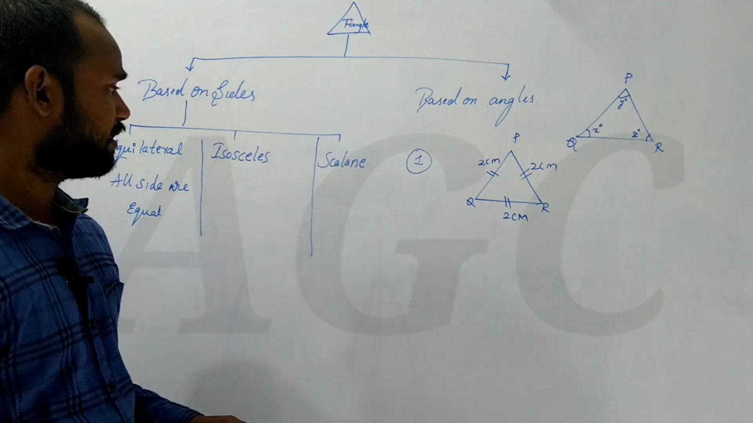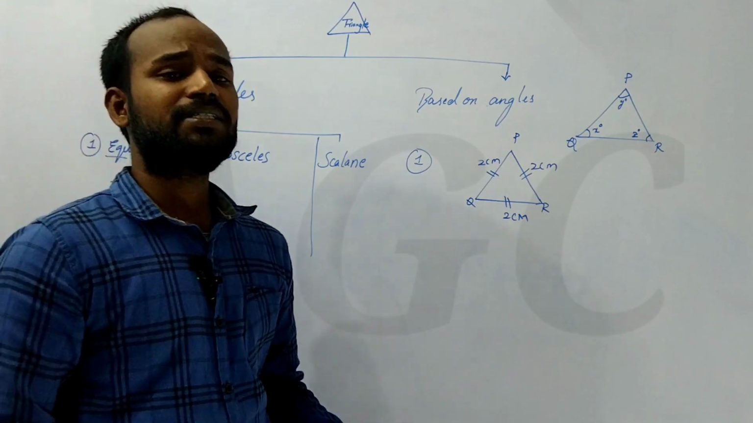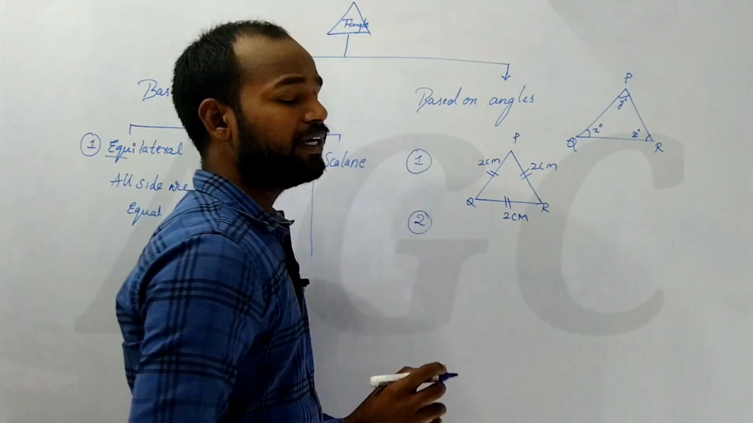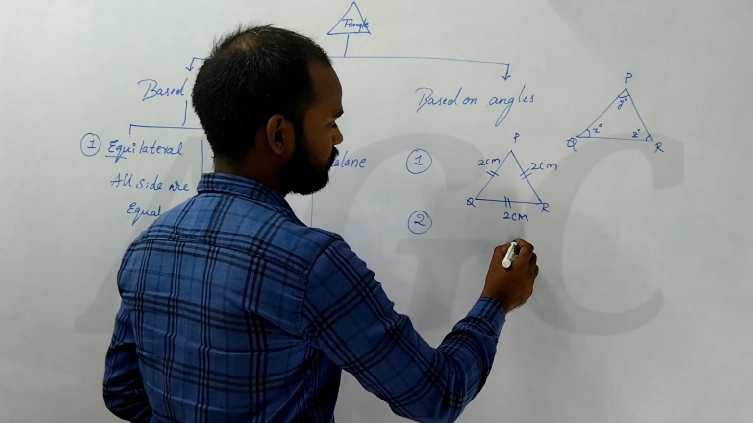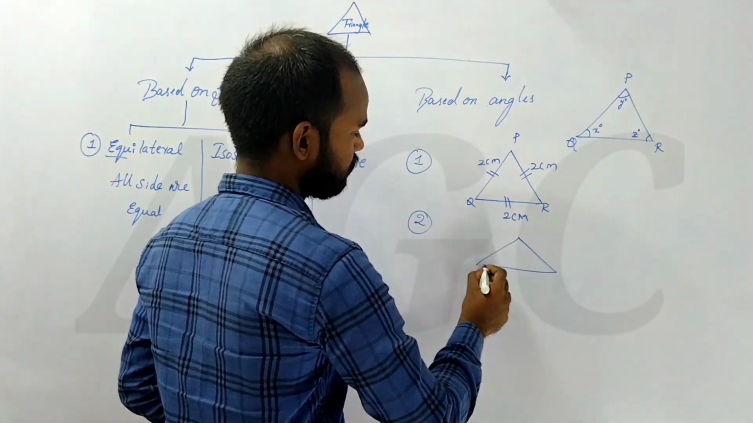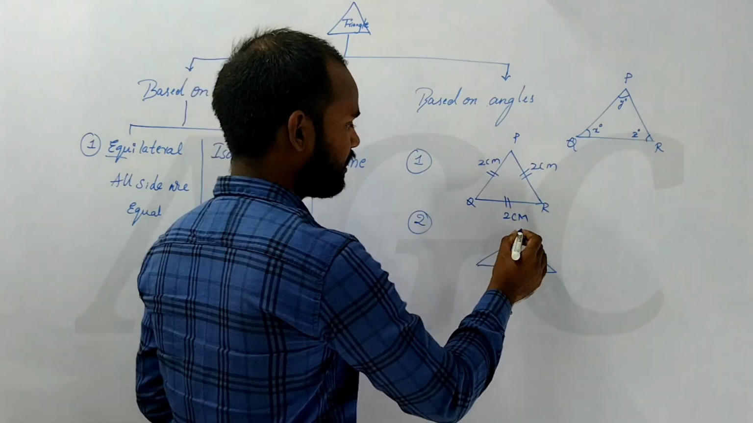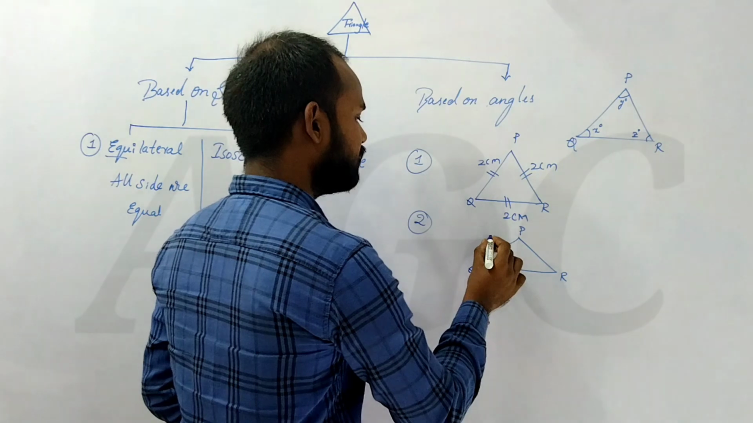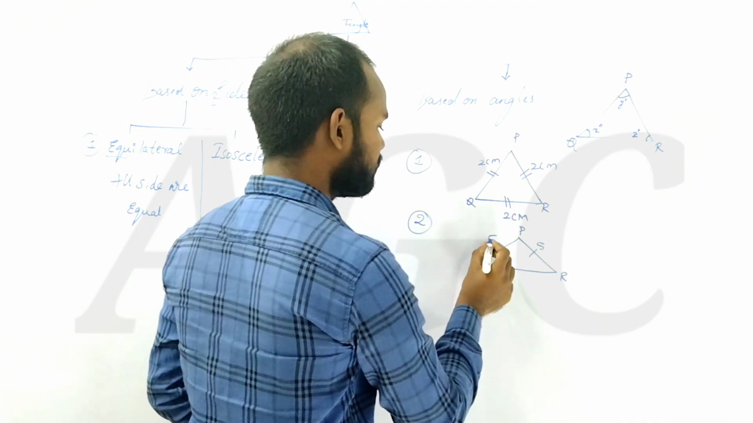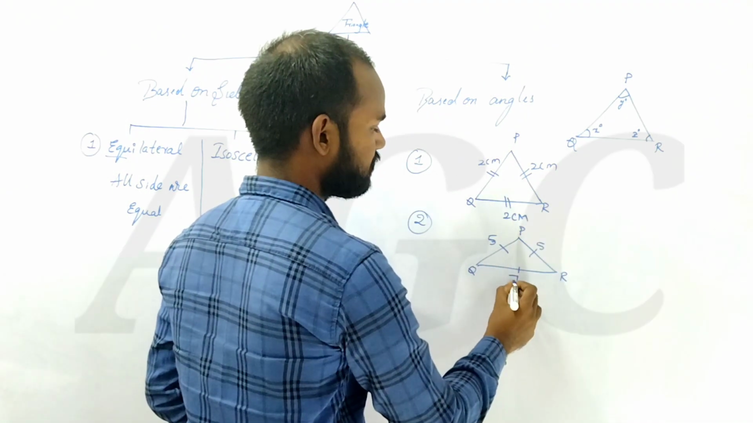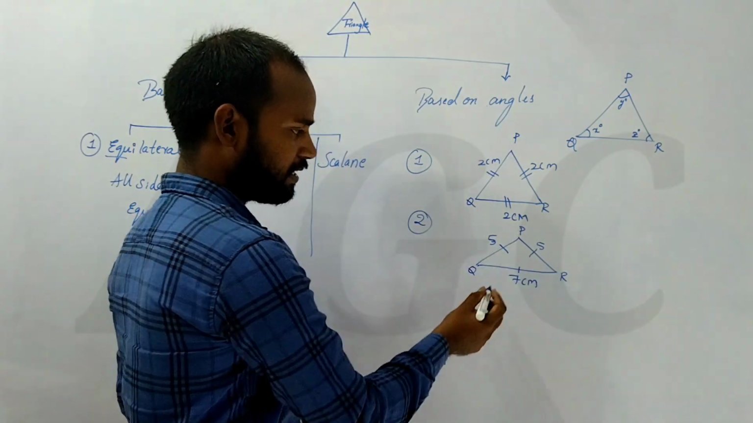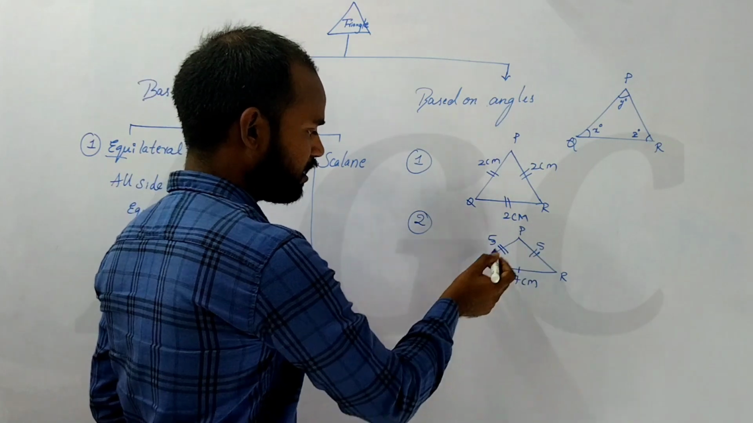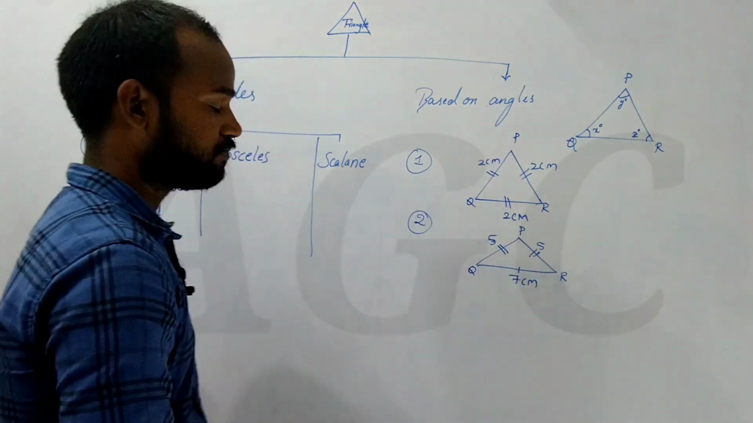Next, isosceles. What is an isosceles triangle? Only two sides are equal. I will draw the diagram for the second one. Same example PQR. Here this is 5 and this is 5 centimeters, but this one is 7 centimeters. So these two sides are equal. Opposite sides are equal. PQ and QR are equal.